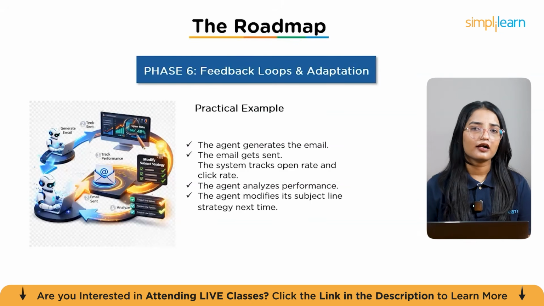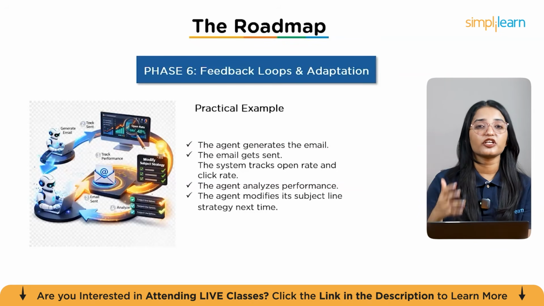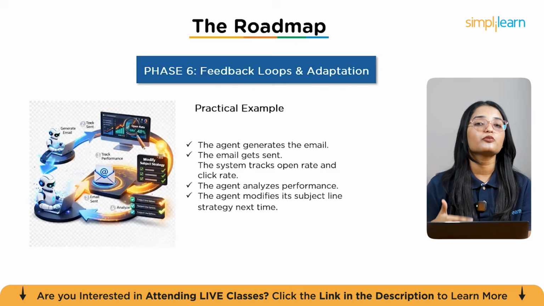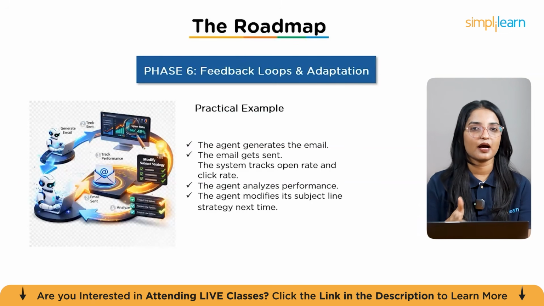Why is this so powerful? Because without a feedback loop, your system behaves the same way forever. It does only what you originally designed. With feedback loops, your system becomes dynamic. It improves based on outcomes, and this is the difference between static AI and adaptive AI.